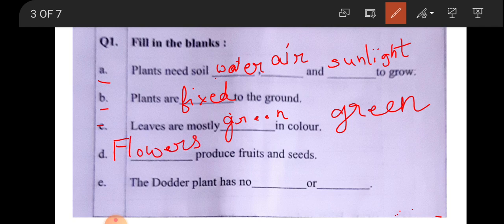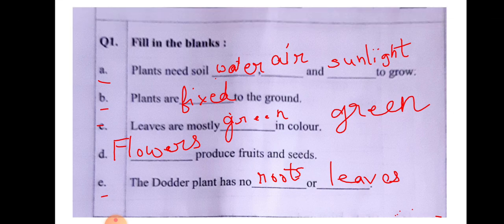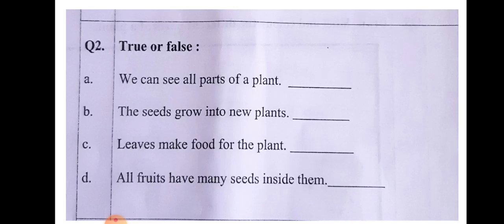Flowers. Next, the dodder plant has no, yes. What don't they have? They don't have roots or leaves. Roots or leaves. ठीक है? Next, write true or false.